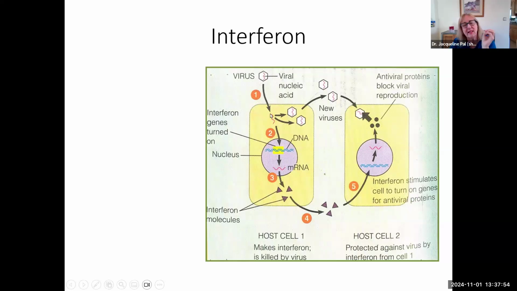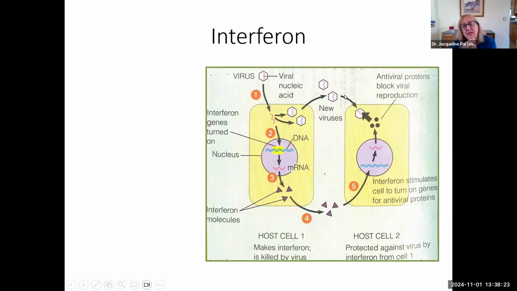And it did release those thousands of copies of the new viruses, which were released in the wild to now infect thousands of other cells. But here's the interferon proteins, and they are going to bind to receptors on a different cell. And when they bind to receptors on a different cell, they stimulate genes which turn on antiviral genes.